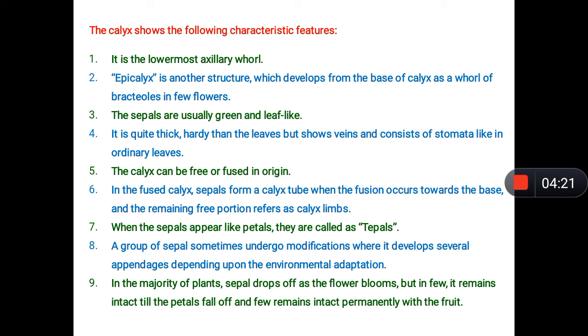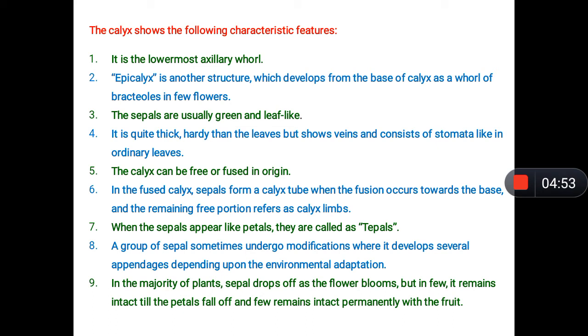The sepals are usually green and leaf-like. It's a very common feature. It is quite thick, hardier than the leaves, but shows veins and consists of stomata like in ordinary leaves. As it possesses the green color, of course it contains the stomata also, as it plays an important role in transpiration. And also it shows veins, that means supply of water, food, minerals, etc.